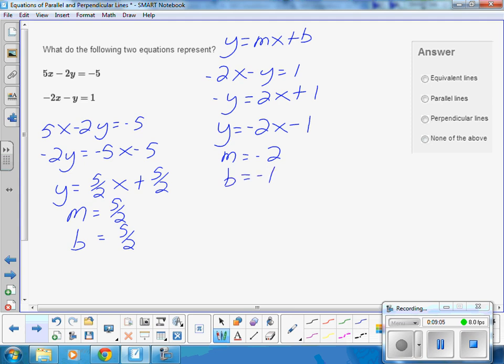My slopes are different. So that means I cannot have equivalent lines. I cannot have parallel lines. My slopes are different. Are they negative reciprocal? In other words, if I have 5 halves, to be perpendicular, it would have to be a negative 2/5. And it's not a negative 2/5. So I do not have perpendicular lines. Well, here I just said we're not going to have none of the above. Well, we are. Those are just two lines that intersect.